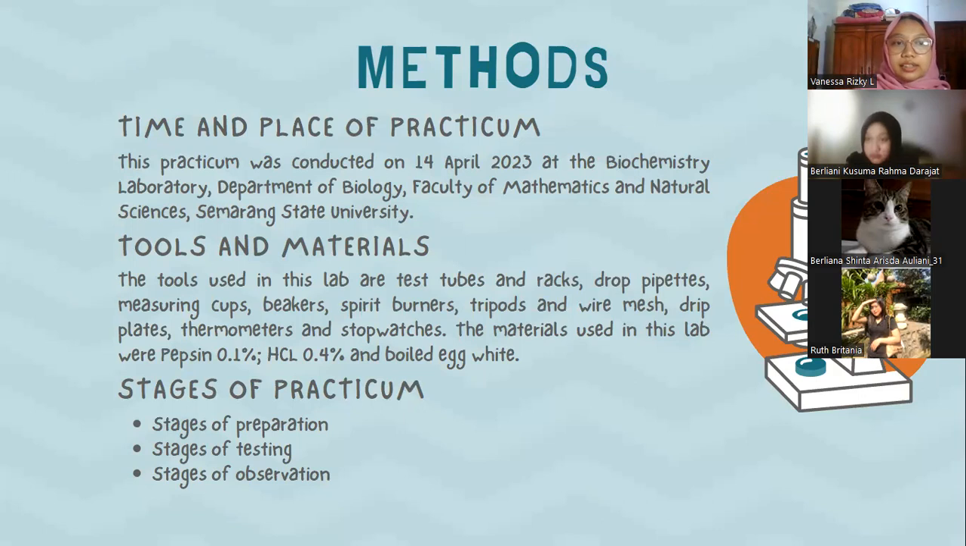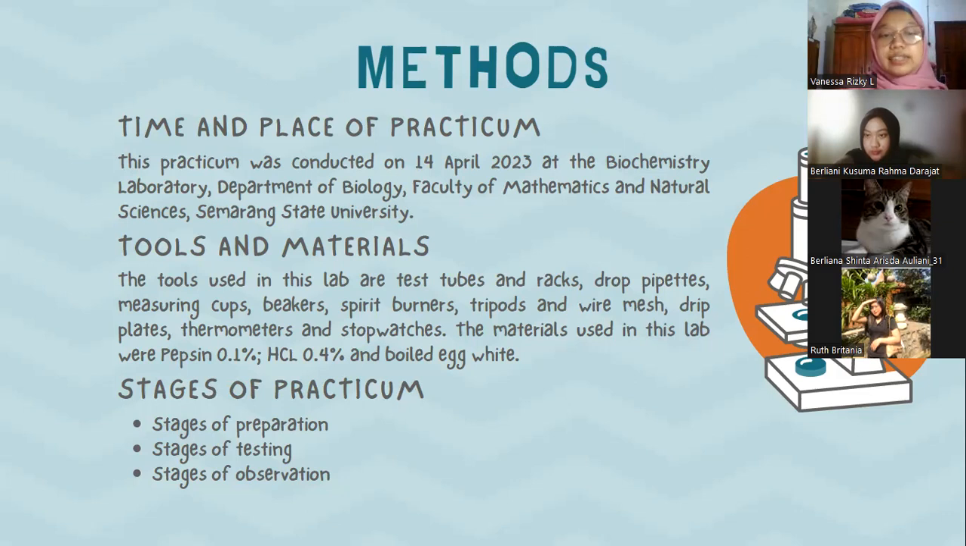And then the tools and materials I used for my practicum. The tools used in this lab are test tubes and racks, drop pipettes, measuring cups, beakers, spirit burners, tripods and wire mesh, thermometers, and a stopwatch. And the materials used in this lab were pepsin 0.1%, HCl 0.4%, and boiled egg white.